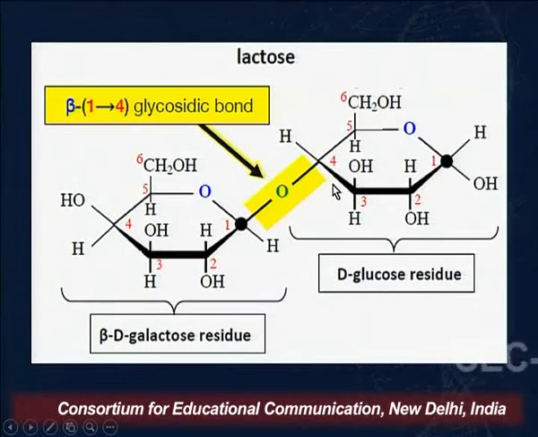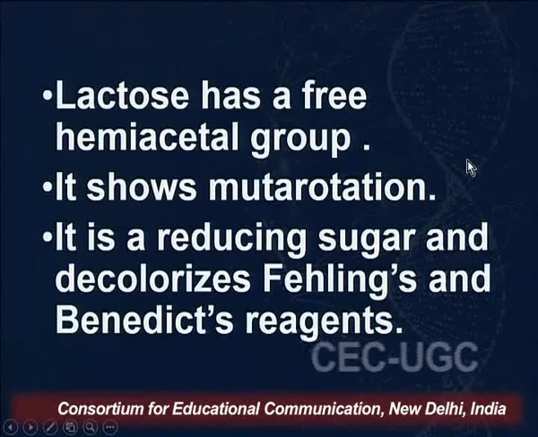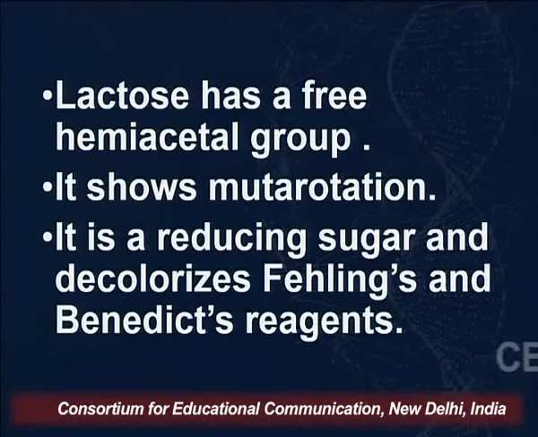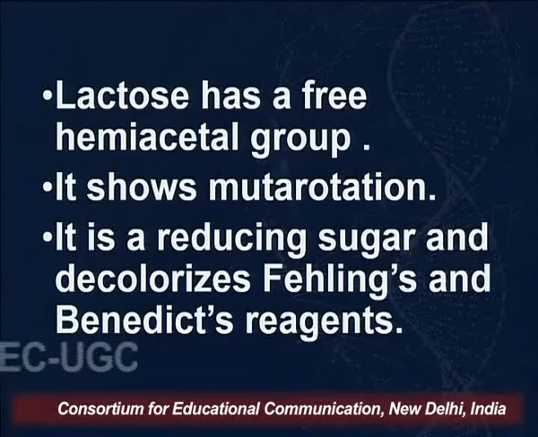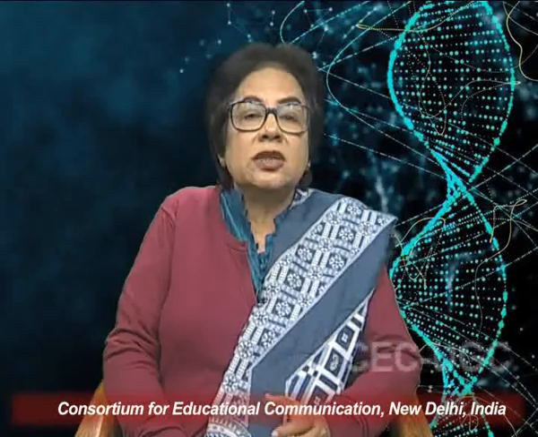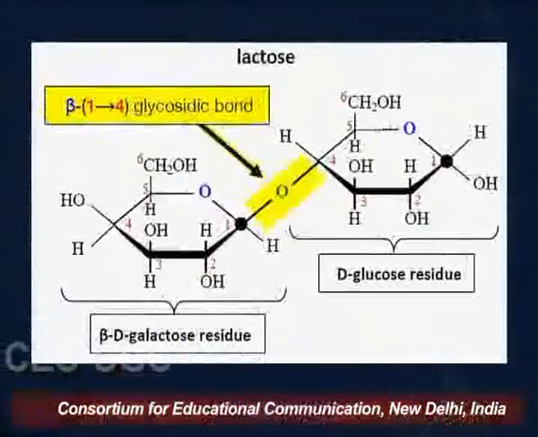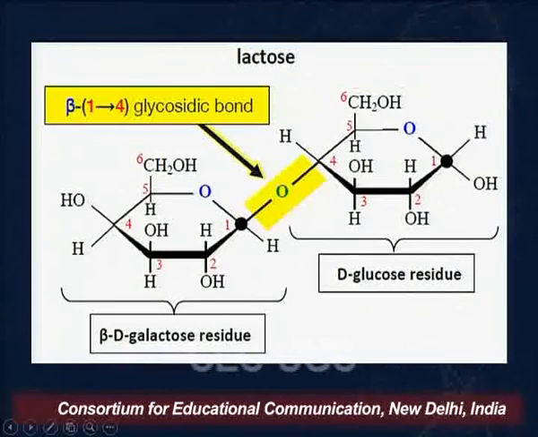So now I hope it is very clear that beta D-galactose residue is existing as an acetal, whereas D-glucose residue is existing as a hemiacetal. Since it has a hemiacetal, lactose has a free hemiacetal group, so that means it will show mutarotation and it will act as a reducing agent, that is, it will decolorize Fehling's and Benedict solution.